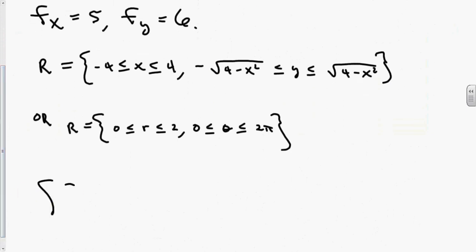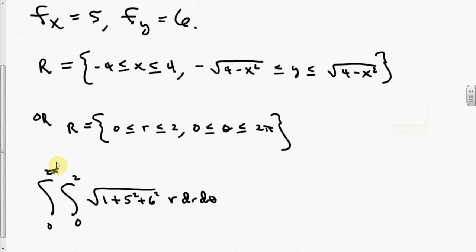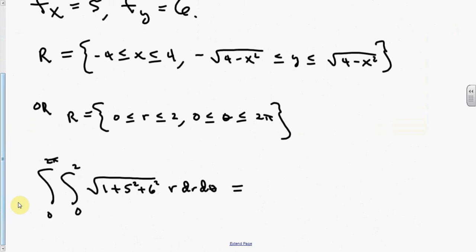So we have this double integral. I have that square root of 1 plus 5 squared plus 6 squared, r dr d theta. r goes from 0 to 2. Theta goes from 0 to 2 pi. So on the outside, we have 25 plus 36 plus the 1. And then we integrate.